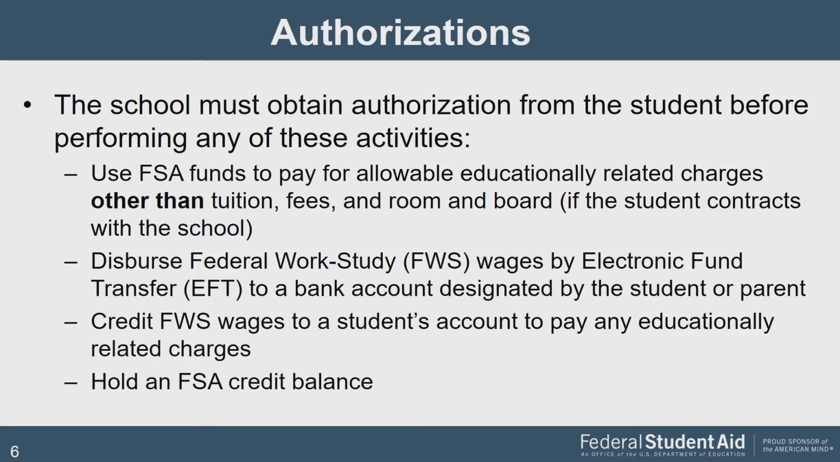Anytime you do anything electronically, anytime you're doing something that will allow you access to a student or the parent's financial information, you have to have an authorization on file for that as well. An authorization must also be obtained prior to disbursement if you are paying up to $200 for prior year charges. And we'll talk about that a little more when we get to credit balances.